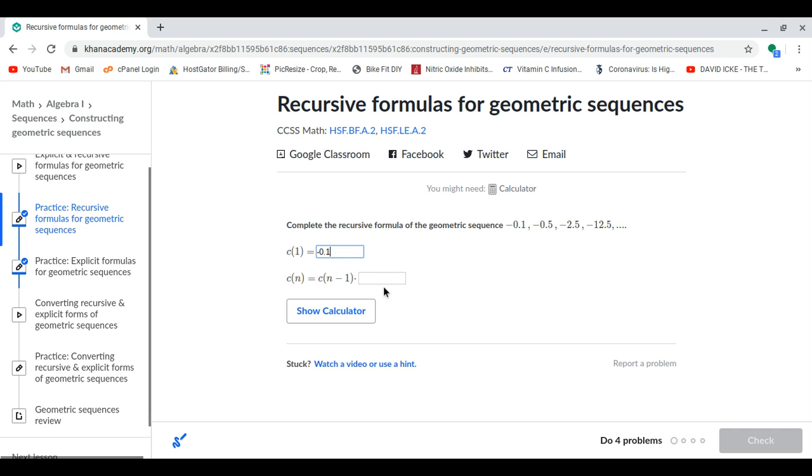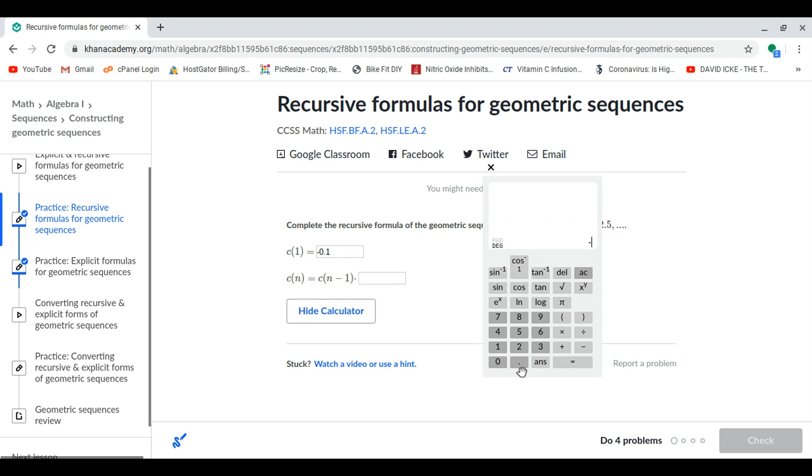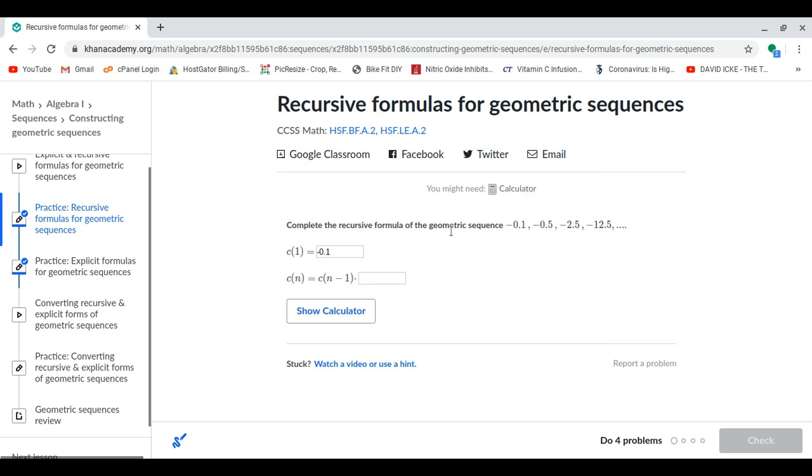To figure out what number I have to multiply the previous number by to get the next number, I'm going to divide the second number by the first number. So I'm going to take my handy calculator here, and I'm going to divide negative 0.5 by negative 0.1. And I can see I'm multiplying the previous number by 5 to get the next number. So I'm multiplying the previous number, that's the c of n minus 1, by 5 to get the next number, c of n. Let's check. Look at that, energy points. Today's a good day.